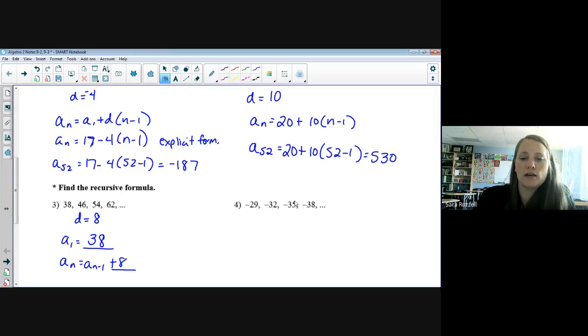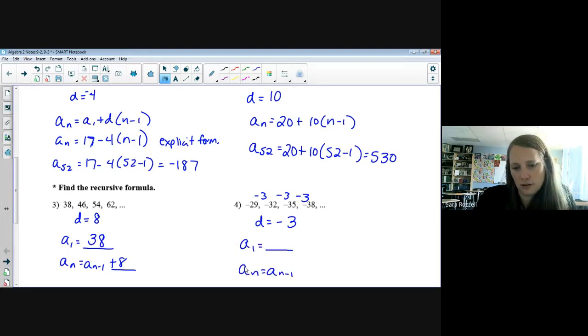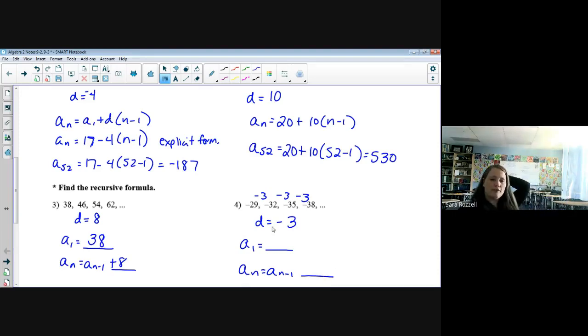Is number 4 arithmetic? Are you adding or subtracting the same each time? Looks like we're subtracting 3, right? These are all minus 3. So our common difference is minus 3. So you guys go ahead and fill out your recursive formula. So we always have this part. Go ahead and fill out what needs to go in the first blank and the second blank.